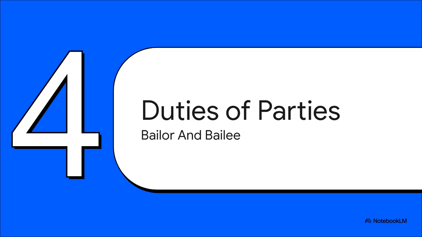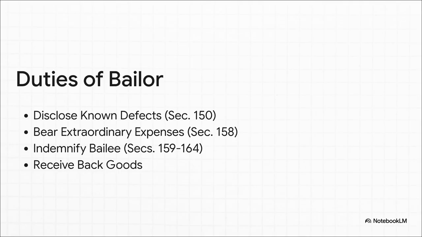Without the section numbers, your legal arguments are completely hollow. Memorize these duties of the bailor. Duty to disclose known defects, Section 150. Duty to bear extraordinary expenses, Section 158, specifically in gratuitous bailment. Duty to indemnify bailee, Sections 159 through 164, for losses due to the bailor's fault.